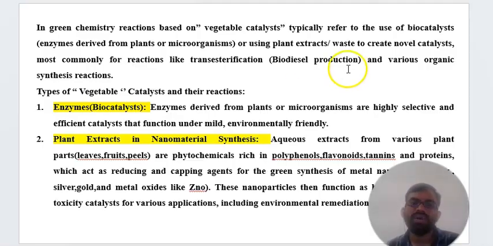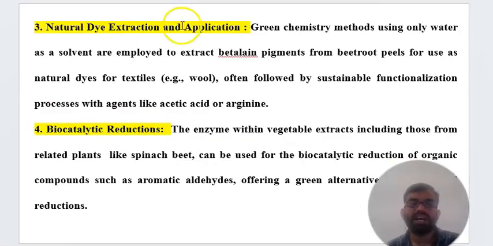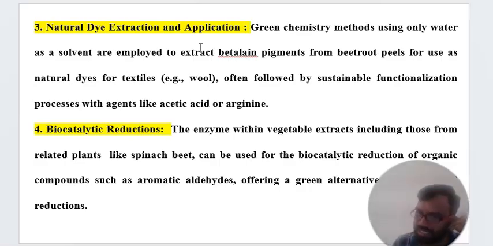You can see here how to go for vegetable catalysts. Nowadays green chemistry uses vegetable catalysts in a few reactions. Biocatalysts, enzymes, and plant extracts for nanomaterial synthesis all come under green chemistry. Now we can see natural dye extraction and application. Nowadays the food industry is bulk using artificial food color, as do the cosmetic, pharma and many other industries. But natural dye colors can be extracted from plants, and you can use them for green chemistry.